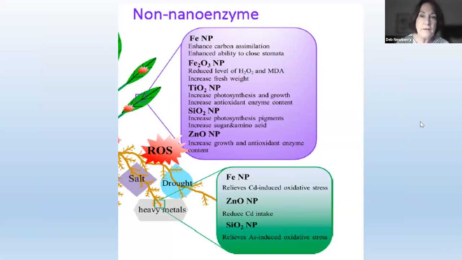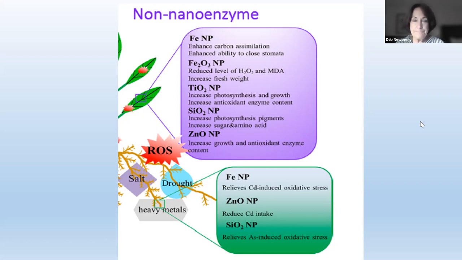But look at the different aspects of improvement of different types of nanoparticles, the ability to increase the antioxidant enzyme content with our good old friends, titanium dioxide nanoparticles, used in a lot of different places, silicon dioxide nanoparticles, increase sugar and amino acid, perhaps increasing the nutrition value of the plant or of the product that's a result of the plant.